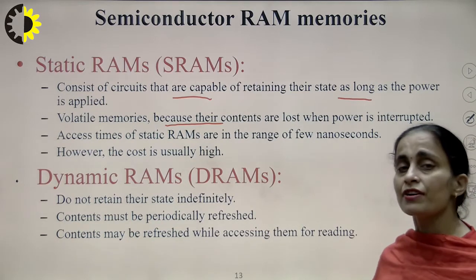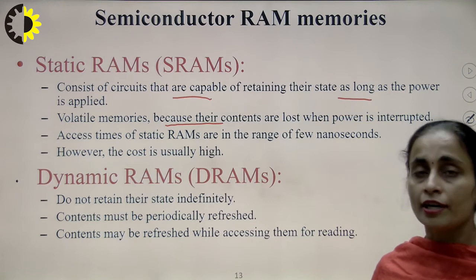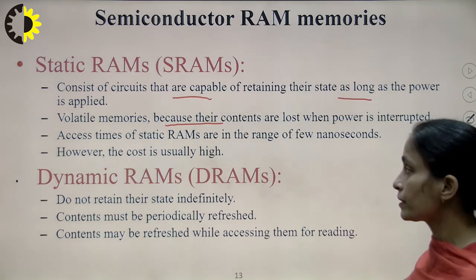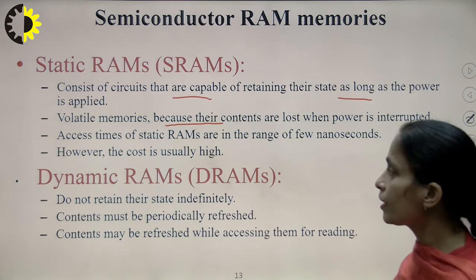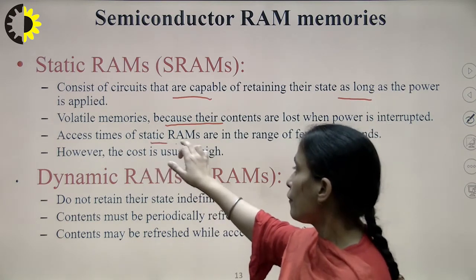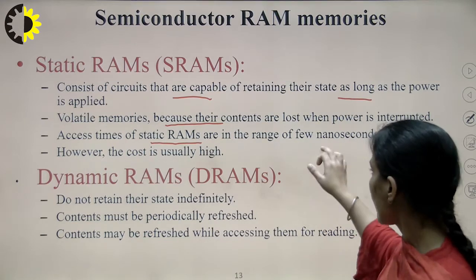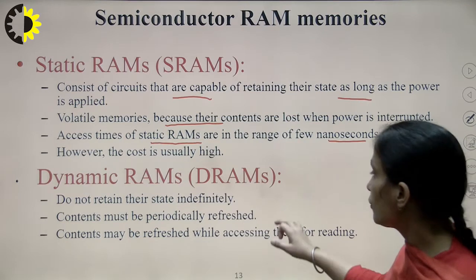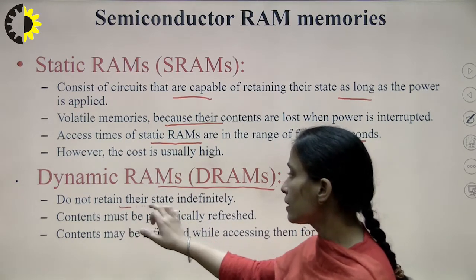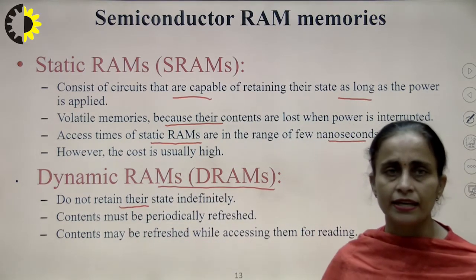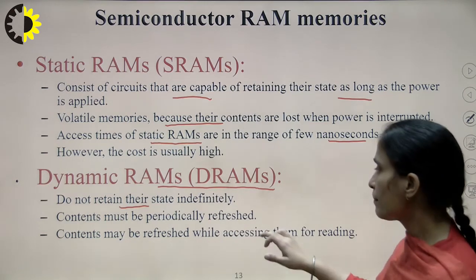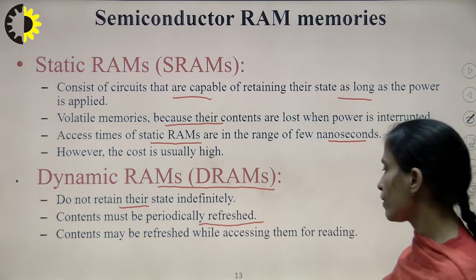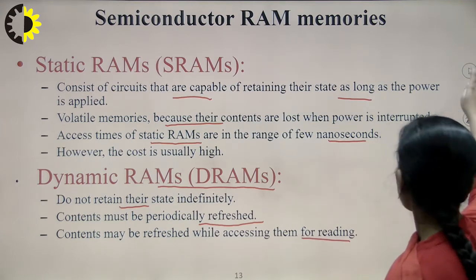That is the reason we save our program not in RAM but in other locations, in our secondary storage devices, so that we can see them later on. The access time of static RAMs is in the range of a few nanoseconds and the cost is too high. Moving on to dynamic RAM, it does not retain its state indefinitely. Its contents must be periodically refreshed, and the contents must be refreshed while accessing them for reading.